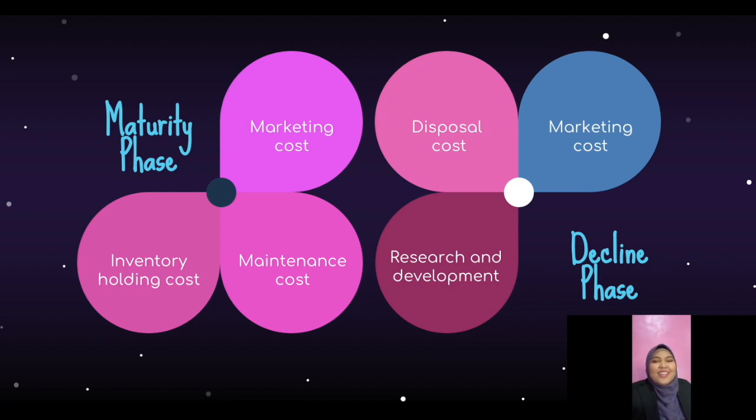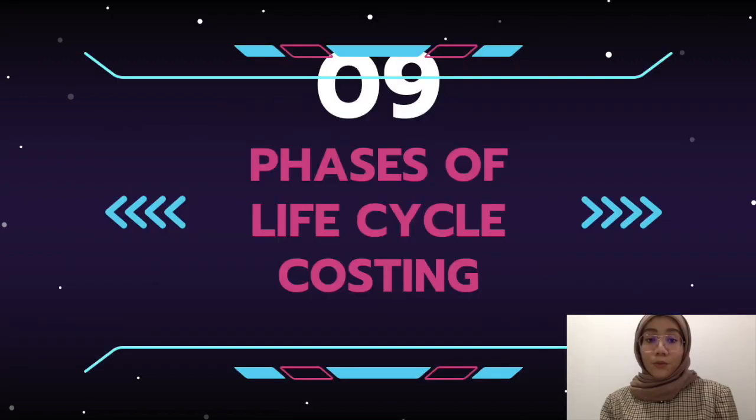Next, we are going to talk about the maturity phase. The costs incurred during the maturity phase are inventory holding costs, marketing costs, and maintenance costs. However, for the decline phase, there are disposal costs, marketing costs, and research and development costs. Research and development costs will be incurred if the product is going to be upgraded to a new product. We continue with the 6 stages of life cycle costing.